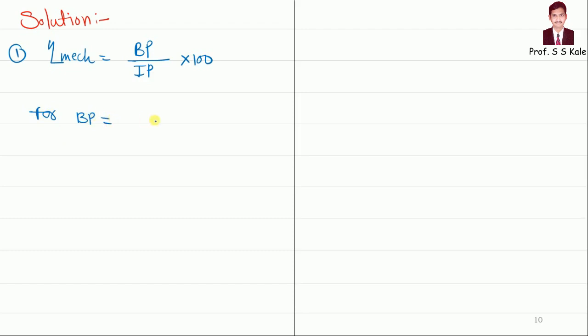How to determine brake power? Brake power is 2 pi N T upon 60 into 1000. That's the simple formula. Why is this 1000 included? In order to convert brake power into kilowatt. So whatever answer you get from this, the brake power will be in kilowatt.